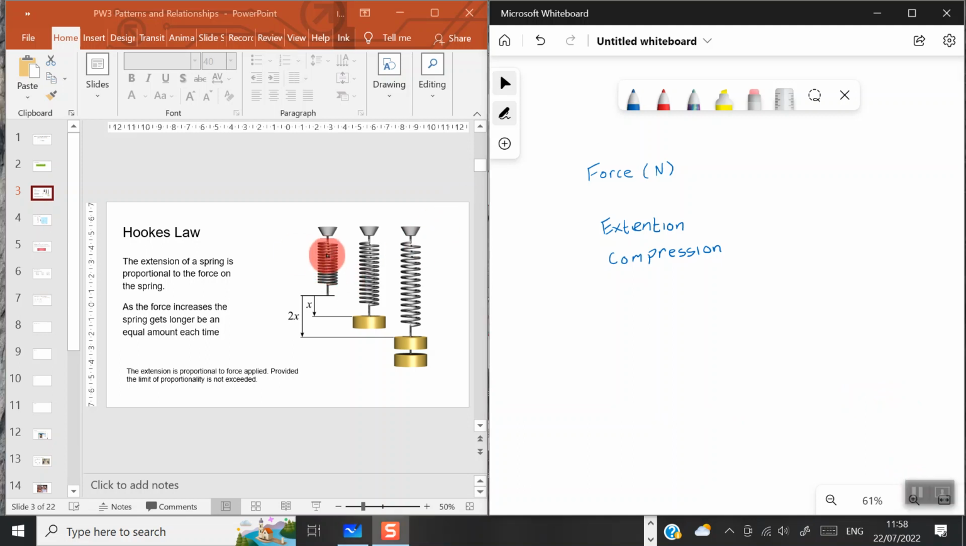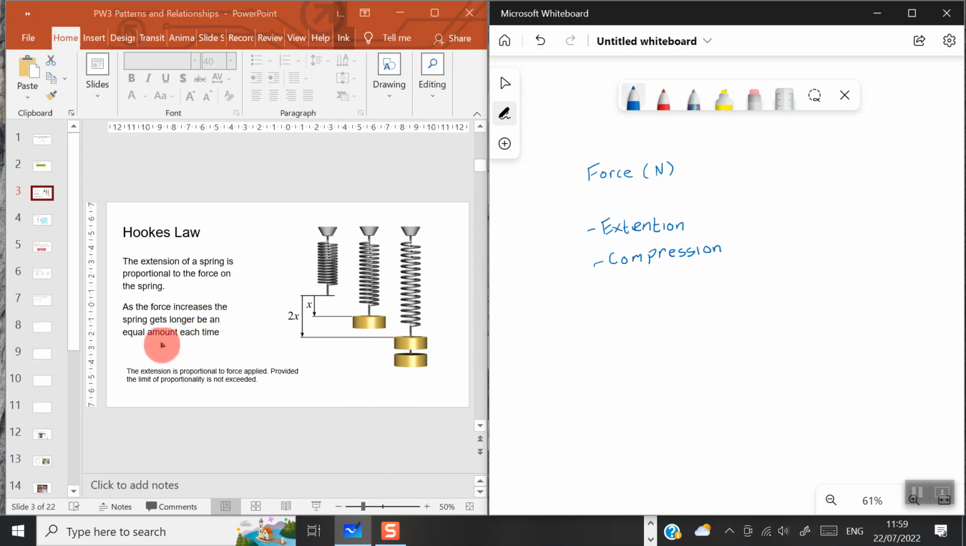And this is fairly obvious. If we take a spring like this and apply force in this direction, the spring will compress. You're squeezing up the spring. But if we attach a weight, for example, and apply force to the end of the spring, you're going to get what's known as extension. And this happens in a particular way. There's a particular pattern, and there's a law around it as well.